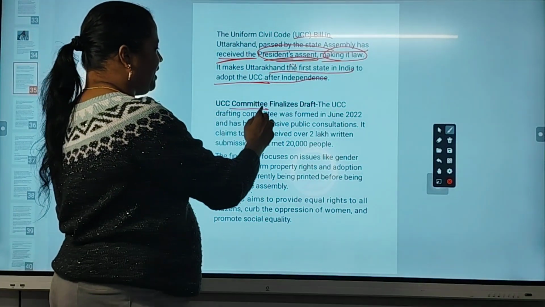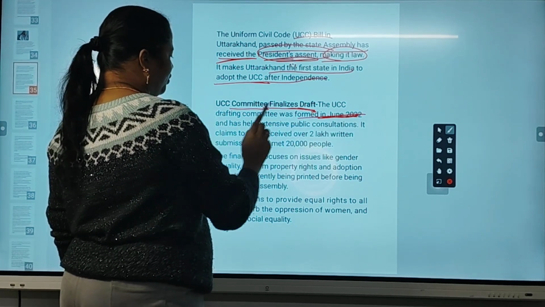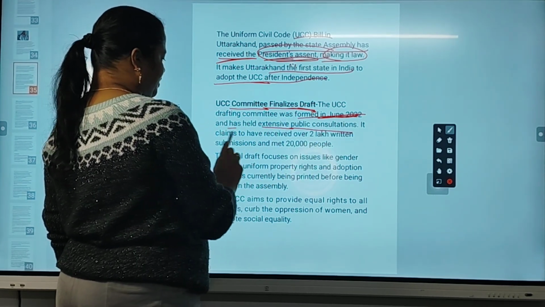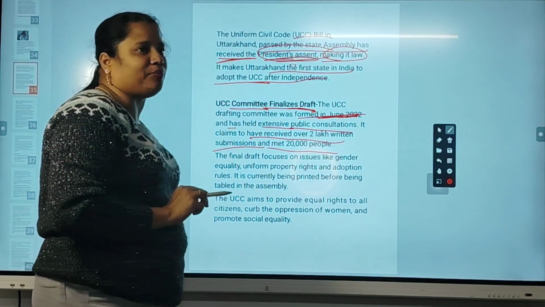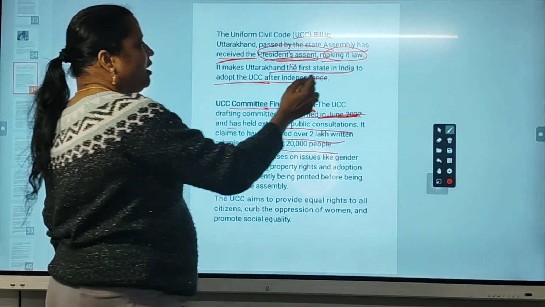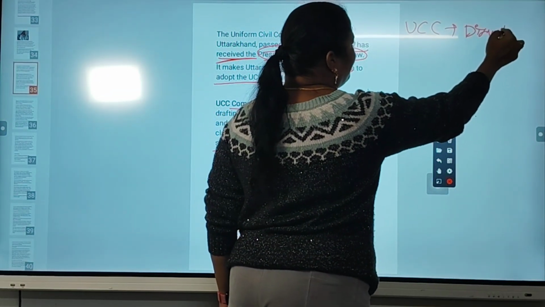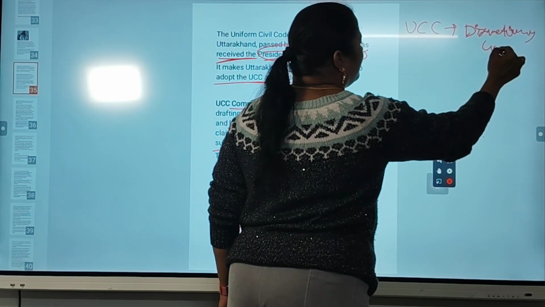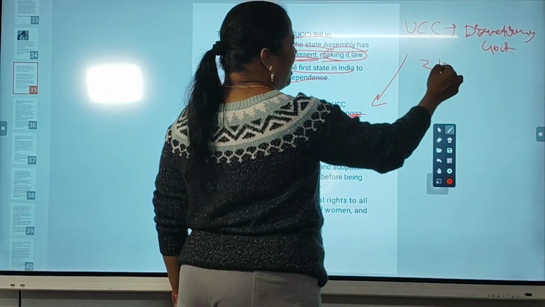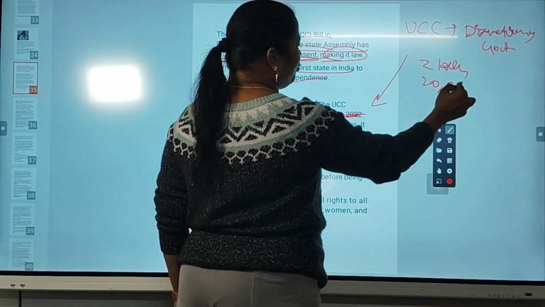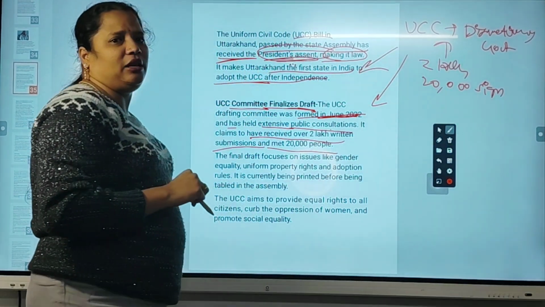So the UCC committee finalizes the draft. The UCC drafting committee formed in June 2022 held extensive public consultations. It claims to have received over 2 lakh written submissions and met 20k people. So whatever the UCC bill came up with, that is not a discretionary decision of the government. 2 lakh people were asked for opinions and 20,000 people gave their sign to the UCC bill, then only it became a law in Uttarakhand.